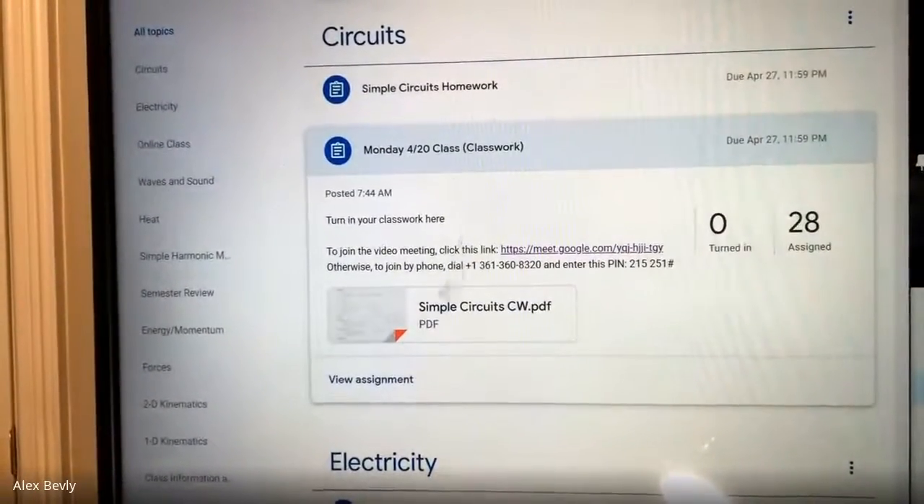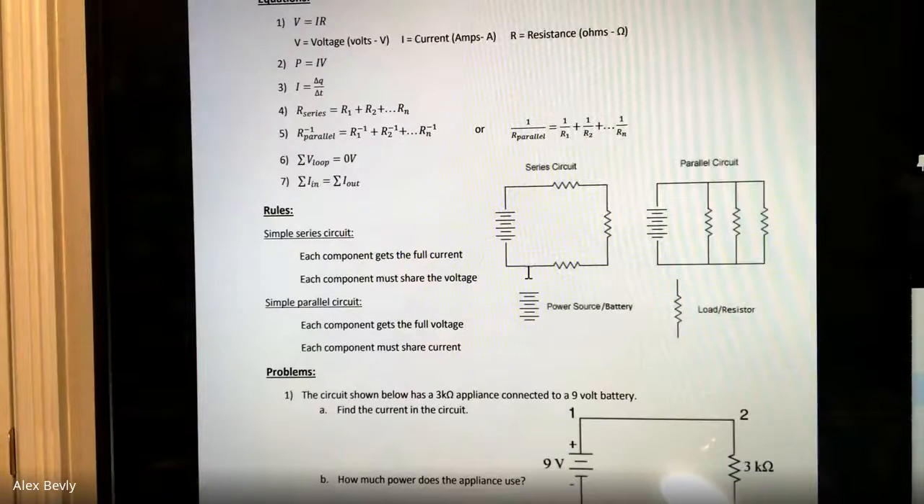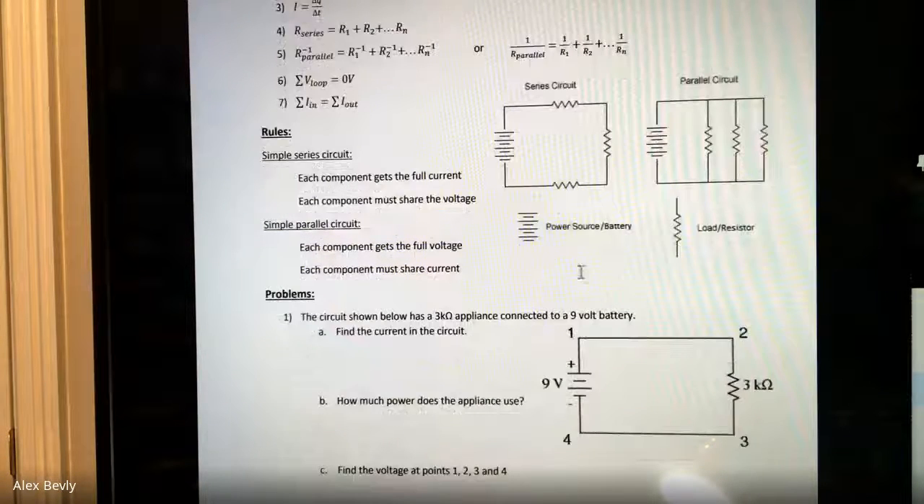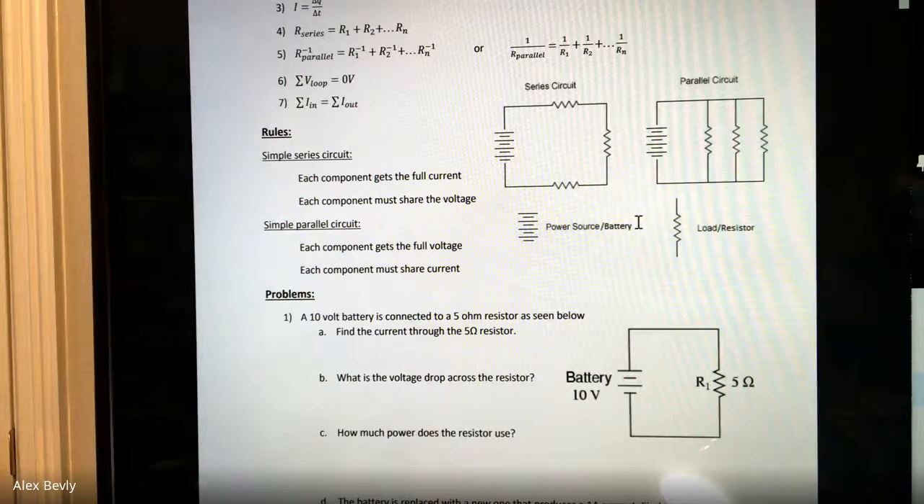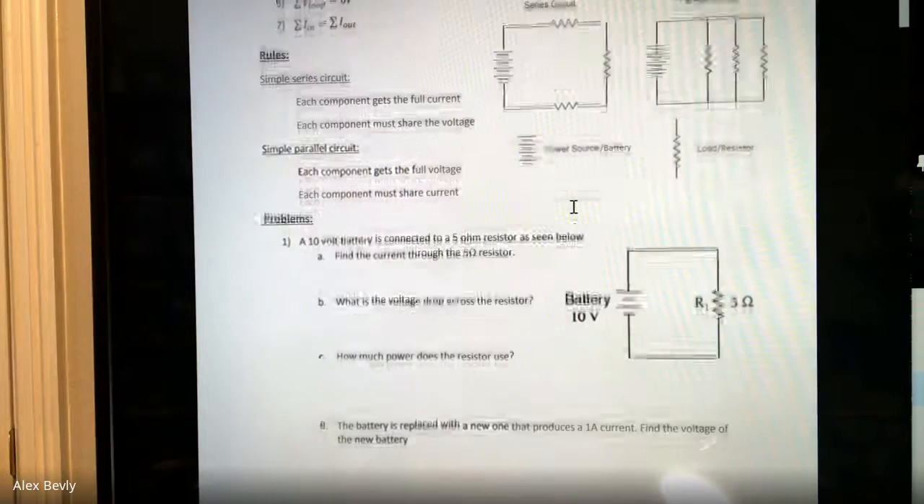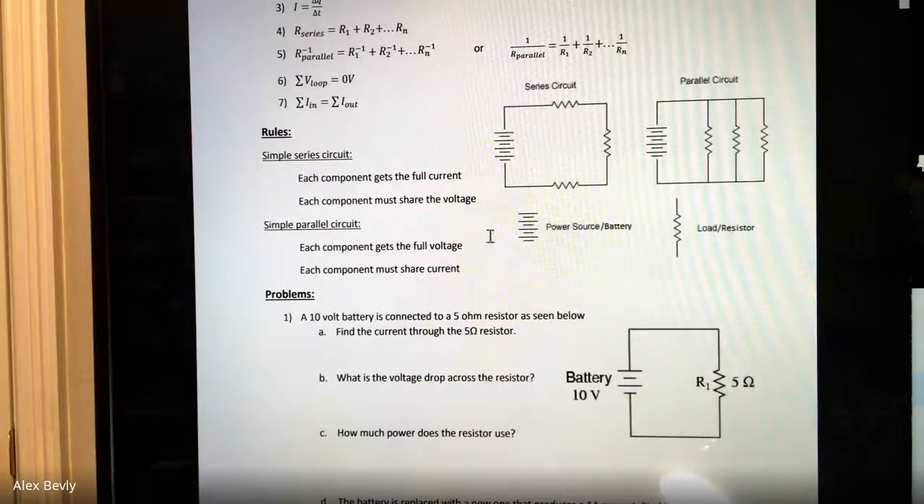So you have the Monday classwork, and the assignment should just be right here, the classwork. The numbers are different. Are you on the homework? Because there's the homework right here, which looks very similar. Yeah, there's two. So they're slightly different. So yeah, the homework is very similar, but slightly different.